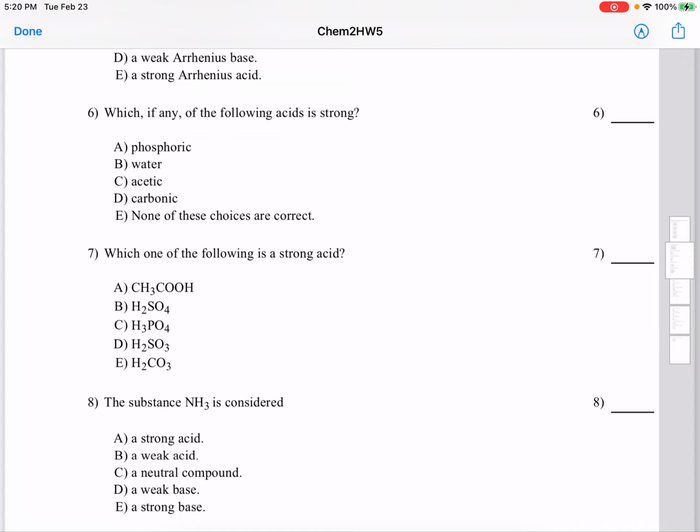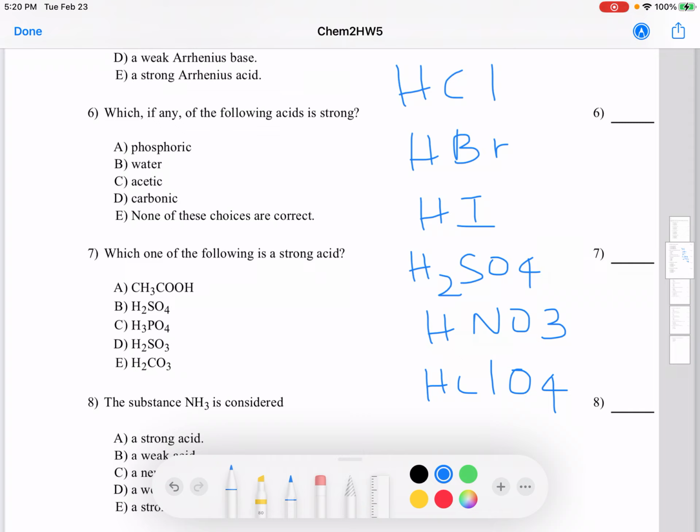Remember our strong acids. Your strong acids are hydrochloric acid, HCl, HBr, HI, H2SO4, sulfuric acid, HNO3, nitric acid, and HClO4, perchloric acid. So these are strong acids. Do you see any of these here? Phosphoric acid, water, acetic, carbonic, none of these choices are correct. So you know the answer. You don't have any of these strong acids under number 6.